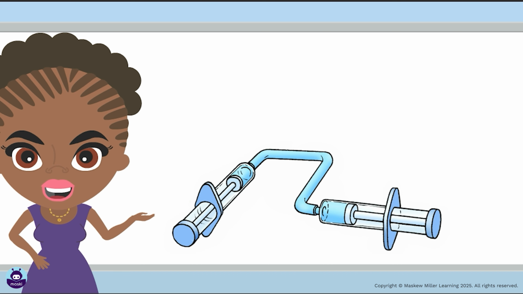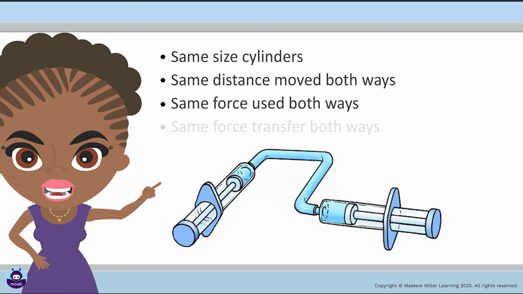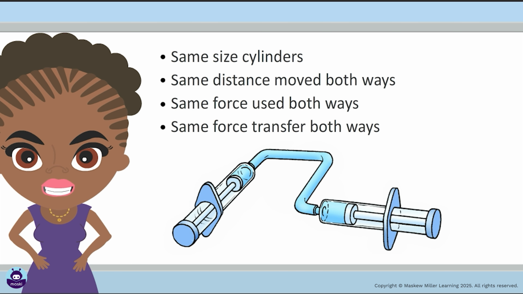This process can be reversed. The output cylinder now becomes the input cylinder. The new input piston moves in by 2 centimeters. Force is transferred through the system and the new output cylinder will move by 2 centimeters. The cylinders are equal. The distance moved is the same both ways and the force required to move the pistons will be the same. There is no force multiplication or division.